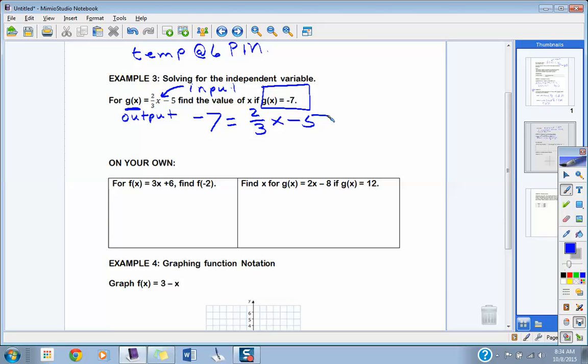So when we solved this yesterday, we added 5 to both sides. We had -2 on the left equals 2/3 x. Remind me again how I got rid of that fractional coefficient. Multiply both sides by 3/2. Cancel, cancel. What did we end up with as a solution yesterday? If I went 3 times -2 here, that would be -6. -6 divided by 2 would be, again, Emily? -3. Perfect.